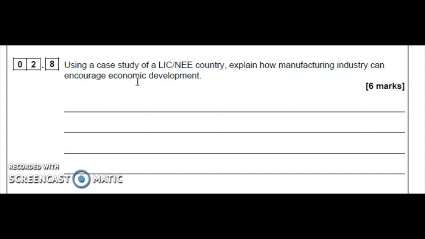Shell, for instance, a big TNC, provided over $1 billion to the Nigerian government in 2006, just purely through tax. So ideas like that, you can try and develop your points. A couple of specific facts should get you close to 6 marks.